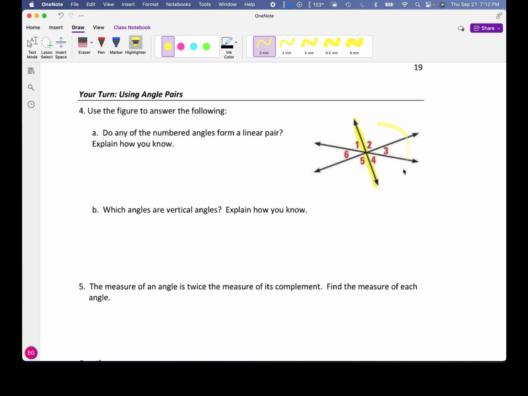That's going to have 2, 3, 4 on this side. Again, not a pair of angles because it's 3 of them. And then 1, 6, 5, not a pair because it's 3 of them.